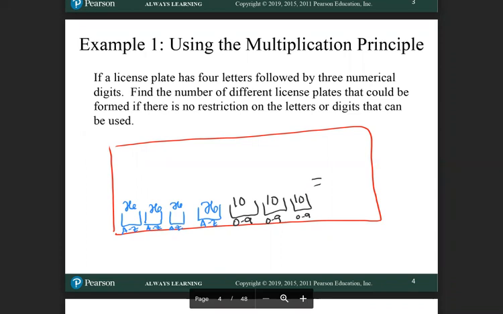Okay, now how do I know what to do with this? Because I have 26 options for the first letter, and then for every first letter, I have 26 options for the second letter. We know that we need to multiply this. So we're going to multiply all these numbers. That's 26 times itself 4 times, so 26 to the 4th times 10 cubed. I would put that into the calculator. 26 raised to the 4th power is 456,976, times 10 cubed. That is 456,976,000 different license plates that we could have.